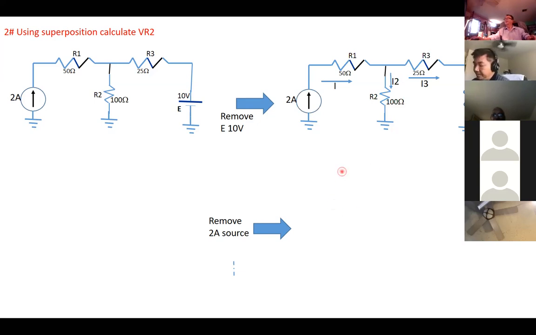Now I see, this is a current divider. I times R3 divided by R2 plus R3. You get 0.4 ampere. That's the current divider law. If you don't know it, now you have to know. And VR2 will be equal to 40 volt.